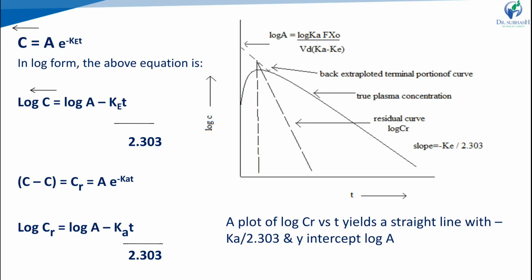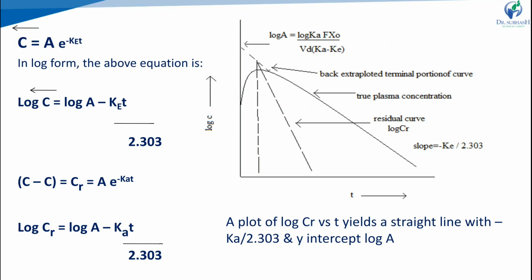So for log C, the back-extrapolated values, the arrow represents back extrapolated. So C back extrapolated is equal to A e^(−Ket). Going for the log form of that equation, log C back extrapolated is equal to log A − Ket / 2.303. So those are the C back-extrapolated values, and we have to go for the plot of graph log C versus time.